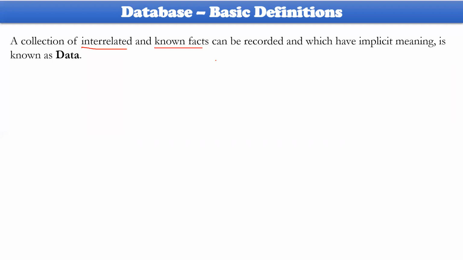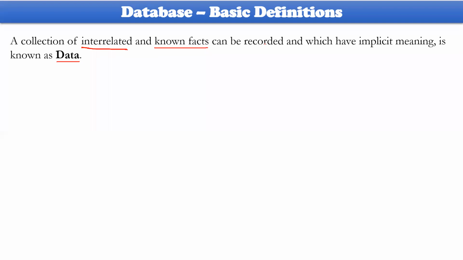The fact must be known. Known facts, which are to be recorded and having some implicit meaning. Explicitly, meaning should not be there, but implicitly we do have some kind of meaning while it is being stored into the computer system via memory. Such things are called data. So data is a collection of interrelated, or you could also use one more word, logically related. Either of these two is okay. A collection of interrelated and known facts that can be recorded, and which have implicit meaning, is known as data.